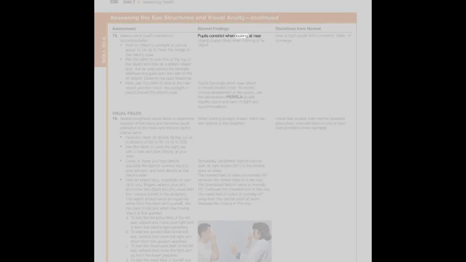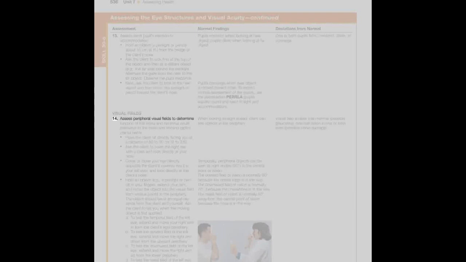Pupils constrict when looking at a near object, and pupils dilate when looking at a far object. Pupils converge when a near object is moved toward the nose. To record a normal assessment of the pupils, use the abbreviation PERLA: pupils equally round and react to light and accommodation. Abnormal: one or both pupils fail to constrict, dilate, or converge.